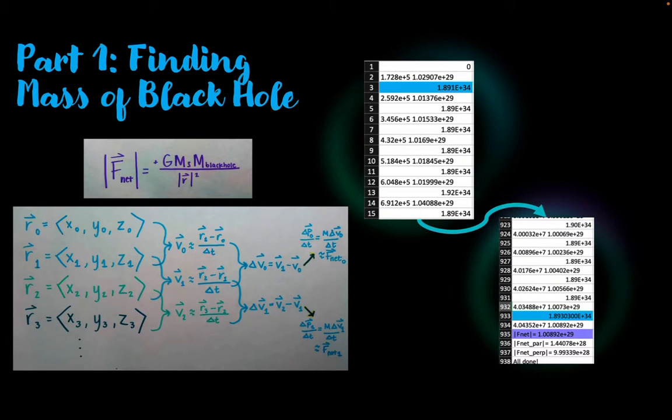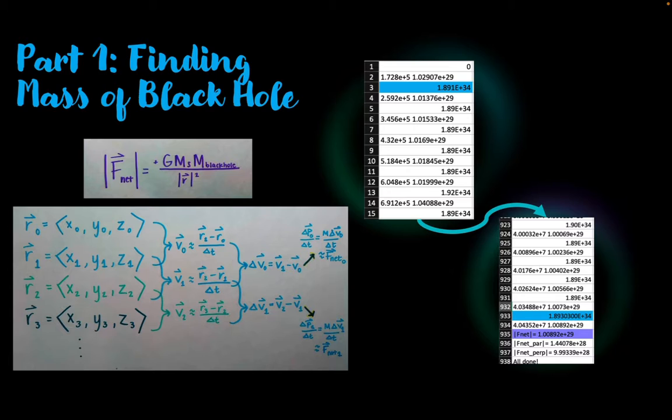So in order to find the mass of the black hole, as previously mentioned, if you knew the mass of the black hole and the mass of the star, you would calculate the net force on the star by the black hole using F net equals gravity times the mass of the star times the mass of the black hole over the magnitude of r squared, and then proceed with the rest of the calculations involved in the gravity net force equation.